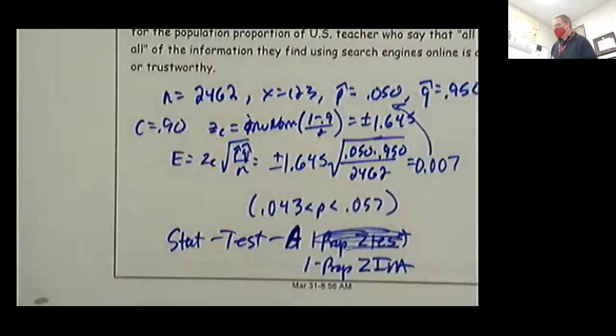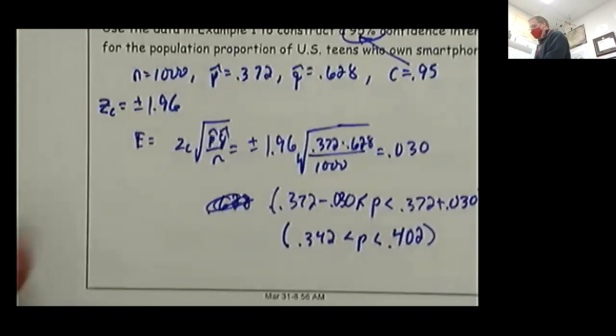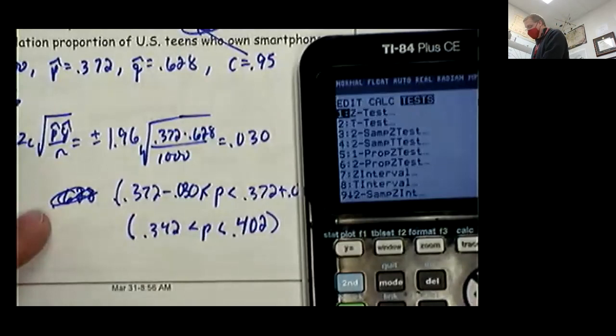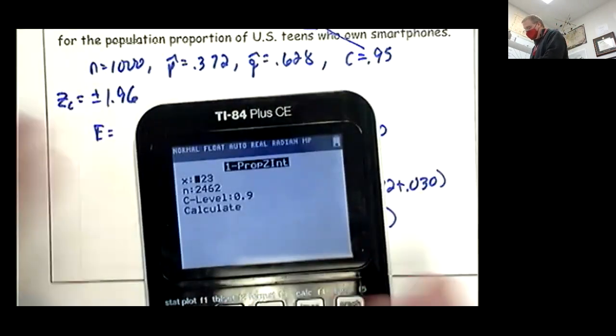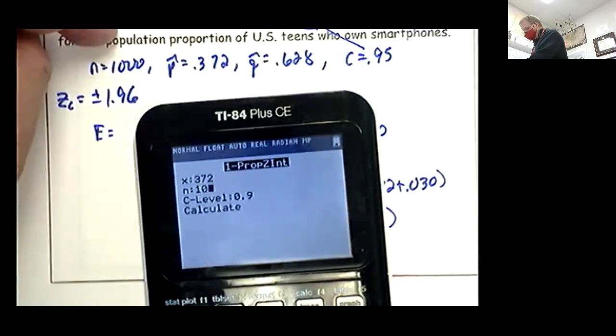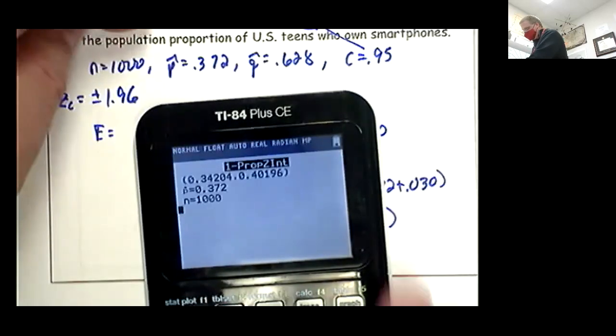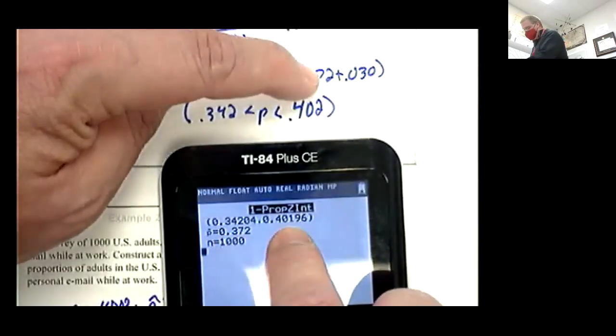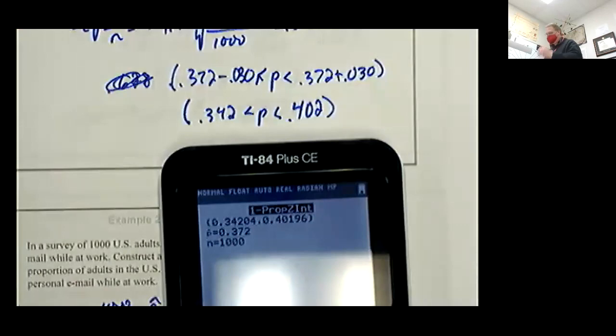Let's go back and look at previous problems using our calculator as well. So let's go back to example 2. Again, to get that, we're going to go to stats, test, and we're going to go down to option A, 1 proportion z interval. Our x was 372, our n was 1,000, and our confidence level is 0.95. If we calculate, we're going to get our interval. There's our 0.342 and 0.402. Again, if we round, we are correct. So there's that using your calculator as well.